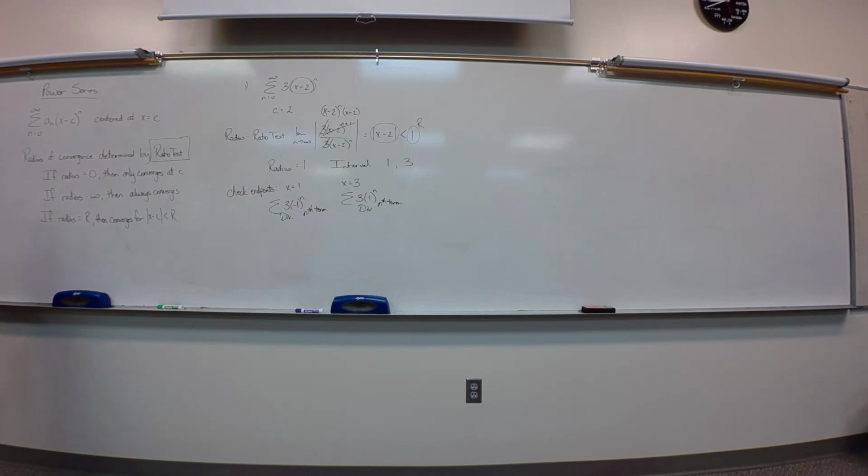How do you prove that the radius equals 4? When does the ratio test converge?